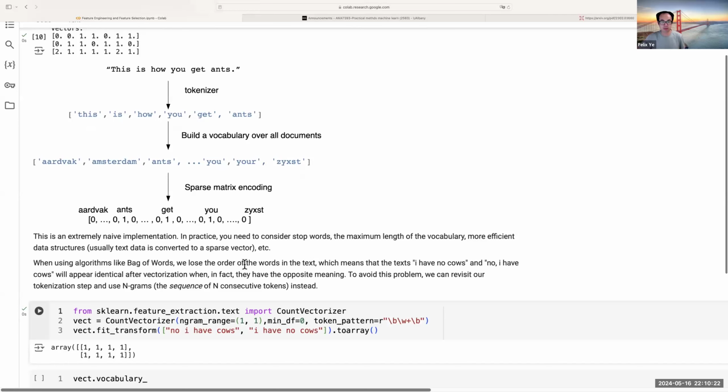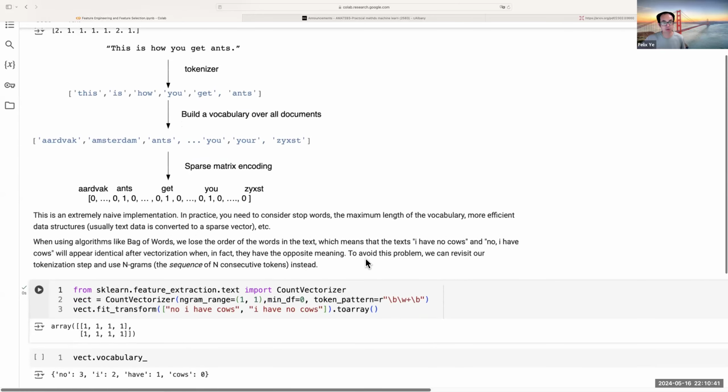Of course, if we're using this kind of algorithm, we are basically losing the order of the words in the text. For example, "I have no cows" and "no, I have cows" are identical after we do this bag-of-words vectorization. But of course, they have completely opposite meanings.